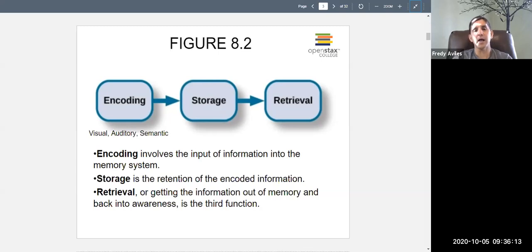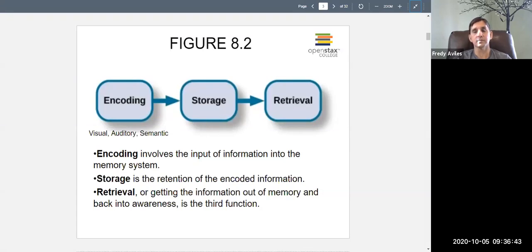You can also encode in a semantic way. Semantic means it has to do with words. So you can create a little story, let's say, for something to help you remember it. All that would be encoding. So encoding is basically inputting the information into the memory system, but not just that, transforming the information, doing something with it, so you can get it into the memory system. That's encoding, okay? Storage is retaining the information, right?